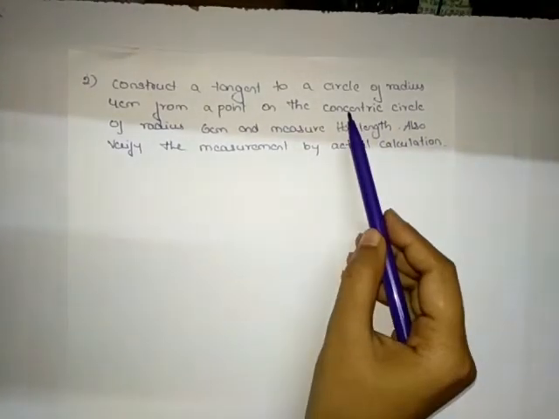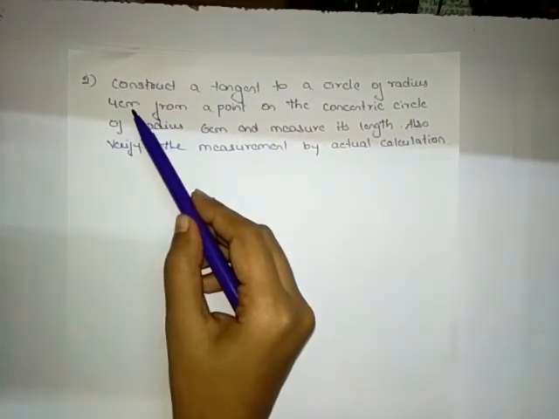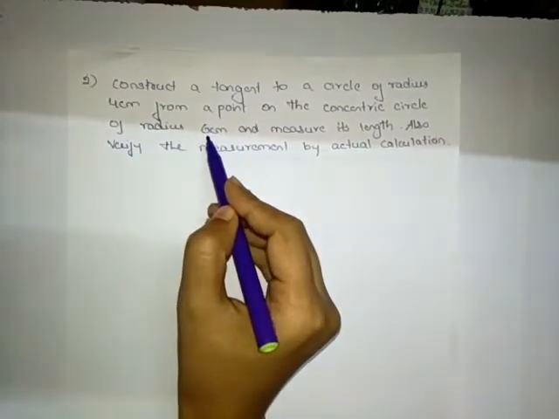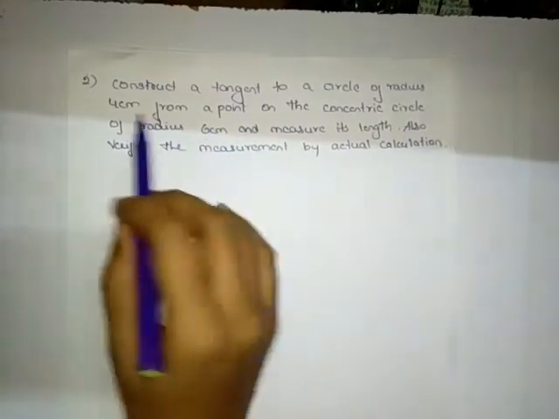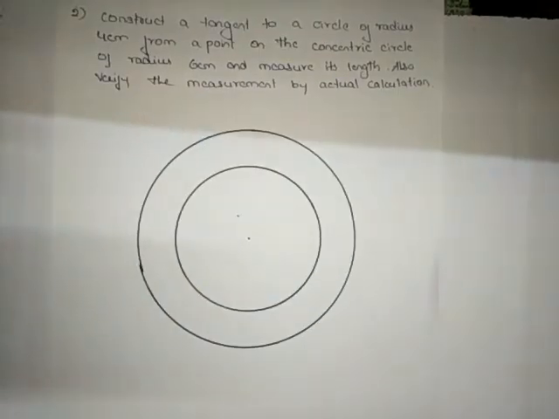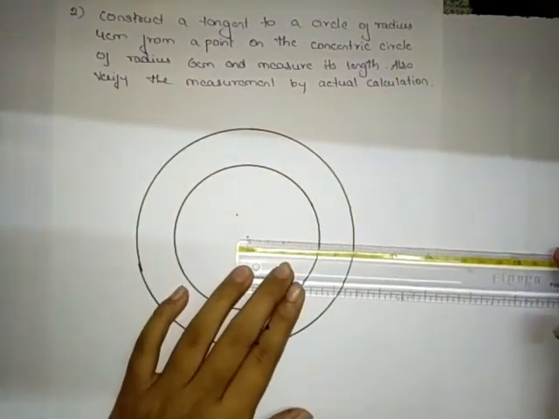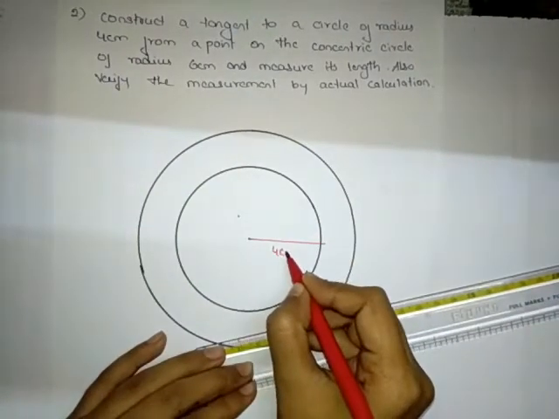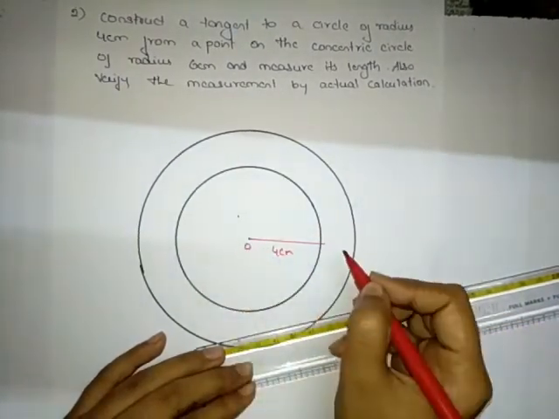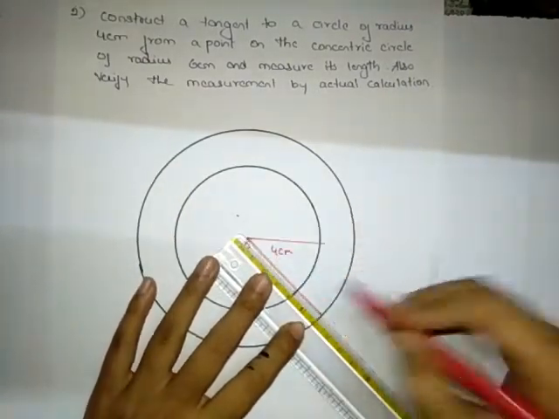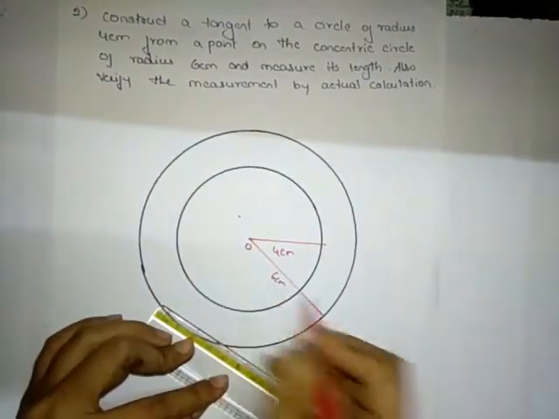So there are two circles, one of radius 4 cm and another of radius 6 cm, isn't it? So we need to draw those two circles, then we'll see how to construct the tangent for them. Here I have drawn the two circles. This circle of radius 4 cm, this is 4 cm, we'll name it O, and one more circle of radius 6 cm, this is 6 cm.